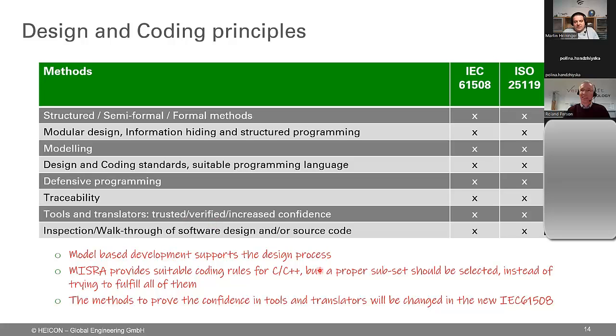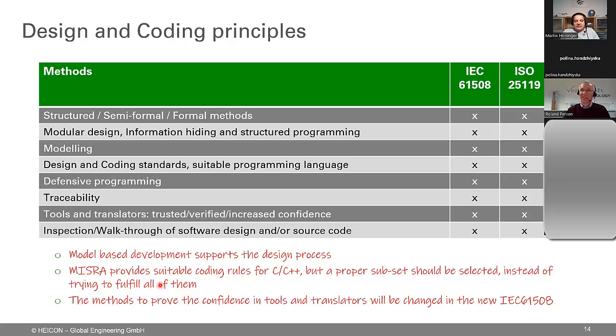Model-based development supports the design process, clear, the same as the architecture process. The MISRA standard provides suitable coding rules for C and C++. This is mainly used in all the safety critical areas. I haven't seen Java projects, for example, in safety areas. A subset of this should be selected instead of trying to fulfill all of them. That's the important lesson learned from my perspective.